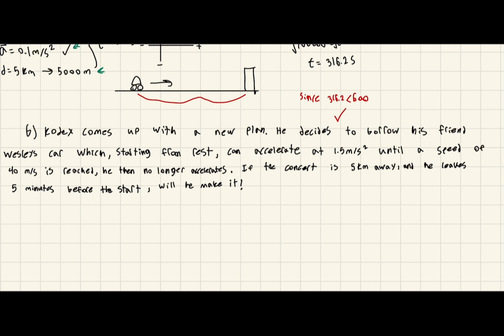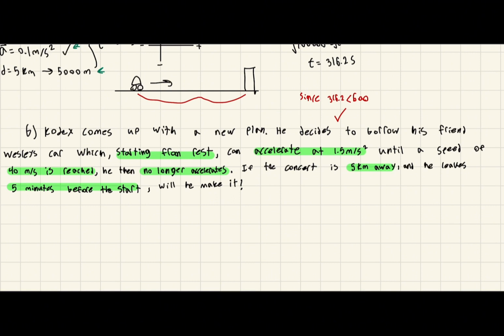Okay, so there's a couple conditions here. Let's highlight it and then highlight key information that we're going to need. He decides to borrow his friend Wesley's car, which starts from rest. So as we know, this tells us our initial velocity is 0. We know that his acceleration is going to be 1.5 meters per second squared, and he goes until a speed of 40 meters per second is reached, and then he no longer accelerates. We know that the concert is 5 kilometers away, and he leaves 5 minutes before the start, and it's asking, will he make it?